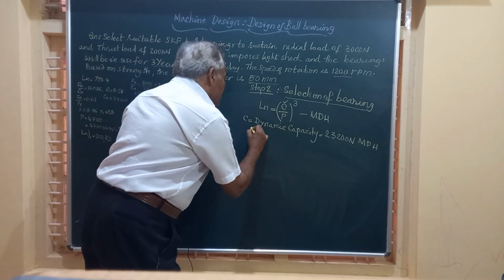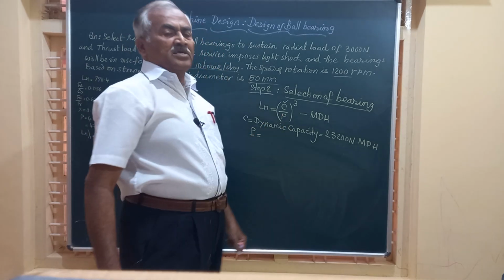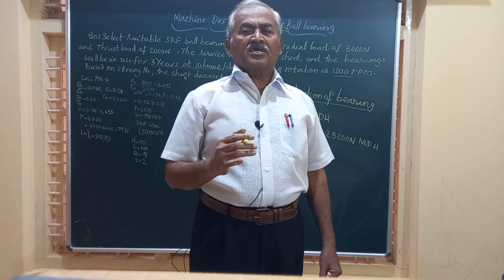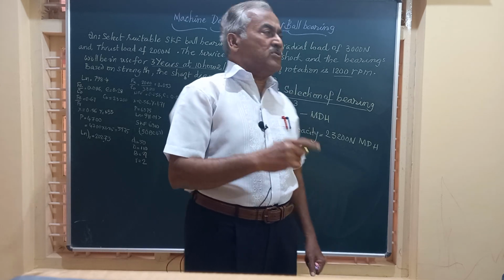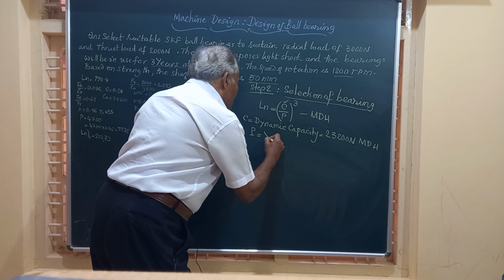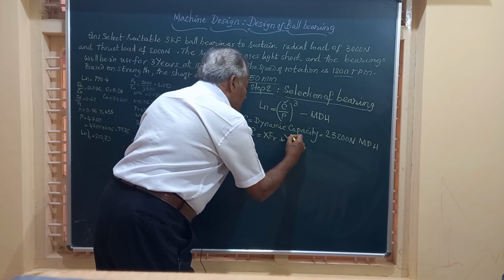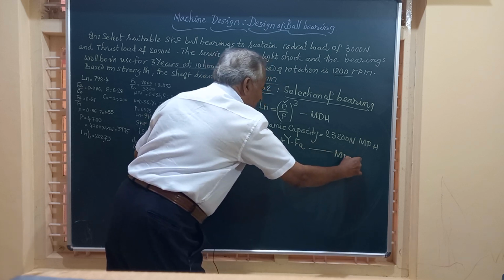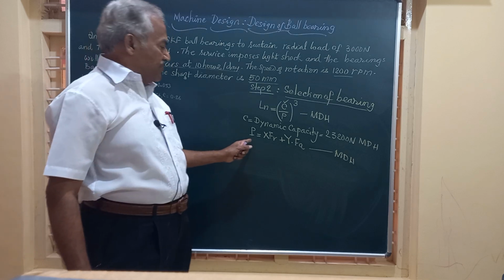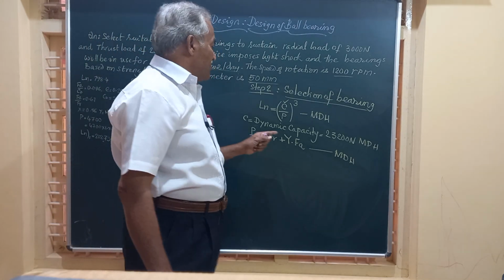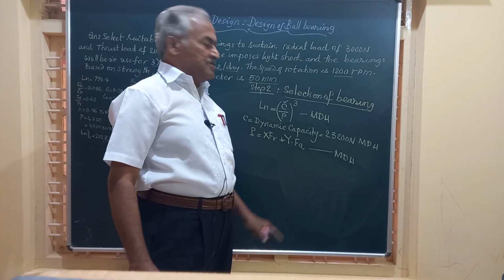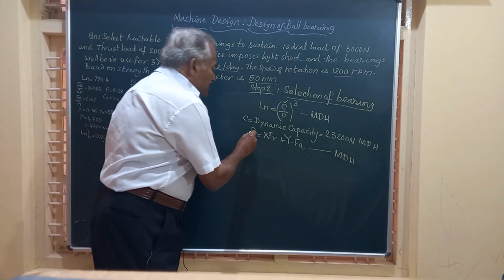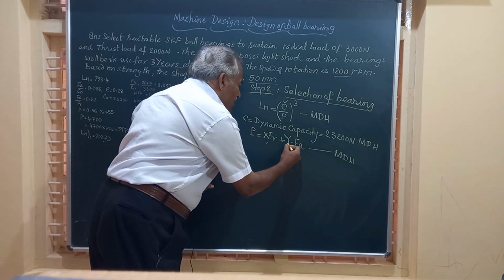So friends, this P is an equivalent load of the radial and axial loads. A load which is equivalent to these two. So this is given by the formula x times Fr plus y times Fa. This is again given in the machine design handbook. So the load P, which is equivalent of the radial load and the axial load, is given by this formula. Friends, so to find out this P, we need to know what is x, what is y.